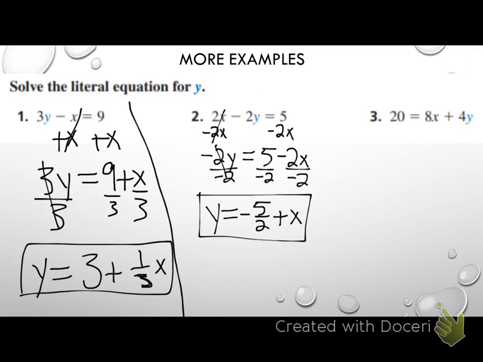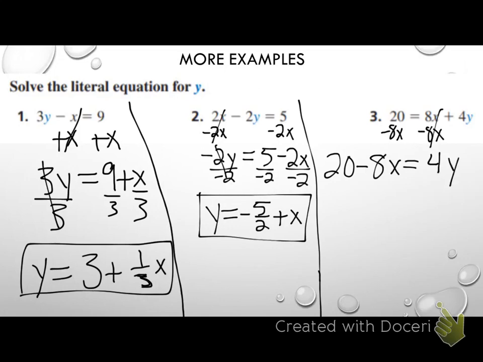Questions on 2? Okay, last one on this slide. 20 equals 8x plus 4y. First step here would be to subtract 8x from both sides. Can I combine 20 minus 8x? No. So it becomes 20 minus 8x equals, I've got 4y by itself over here on the right.